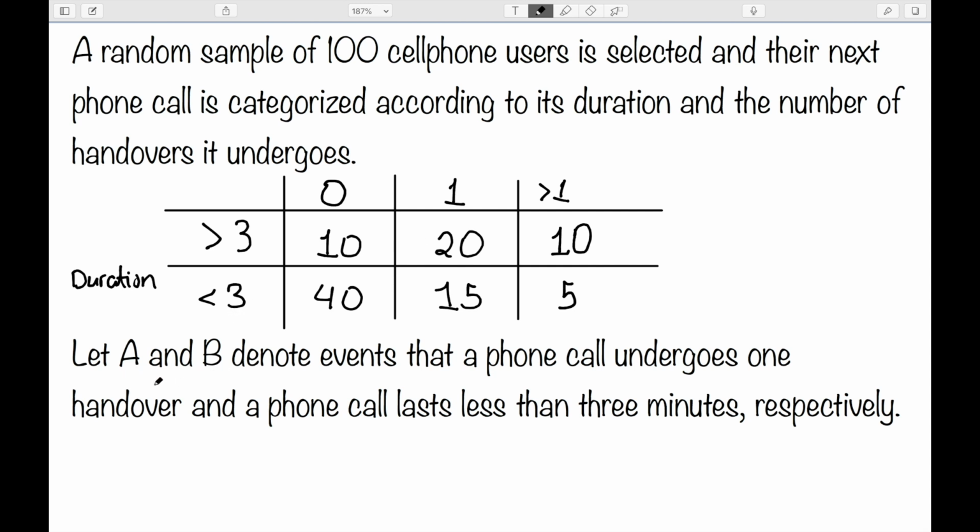We're going to let A and B denote the events that a phone call undergoes one handover and a phone call lasts less than 3 minutes, respectively. So A is the event that a phone call undergoes one handover, which would be this column right here. B is the event that the call lasts less than 3 minutes. So that would be the bottom row right here.